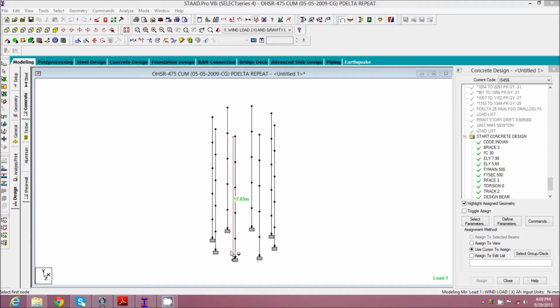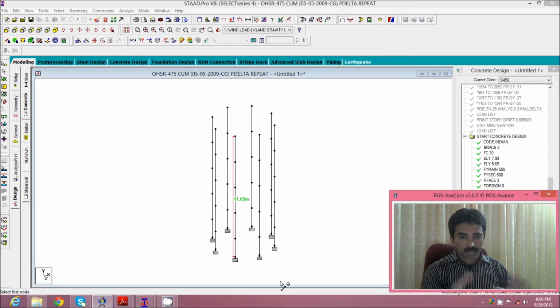Now we have to understand the concept, or it has to understand by what amount this particular column is slender. If not, the moments or the slenderness moments what we get will not be the actual one. For that purpose, I'll just note down.